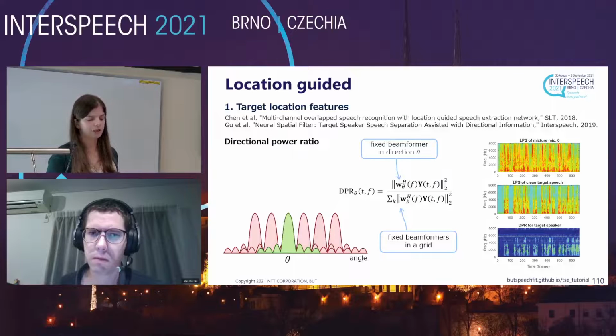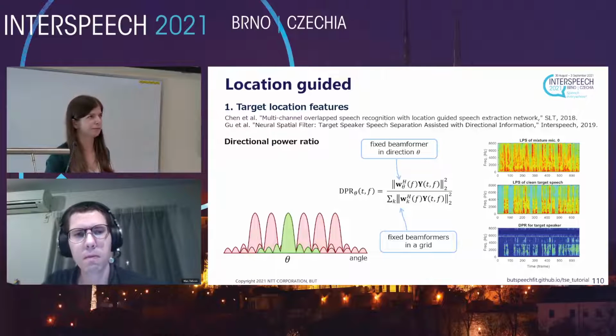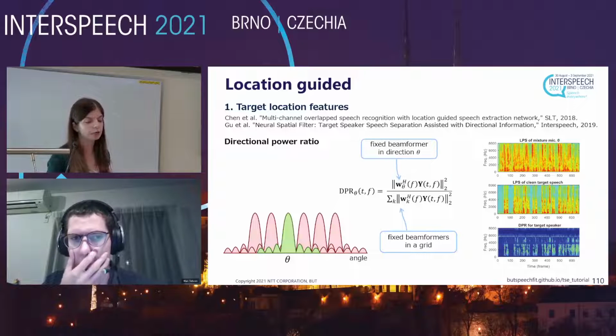For the target location features, I am not sure. I don't think that this was explicitly tested. But since here the location features are processed by the neural network, I think it should be able to handle it in the case when you have such examples also in the training data.